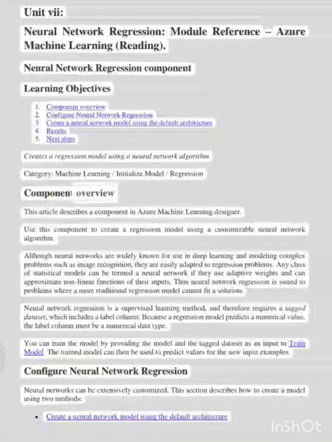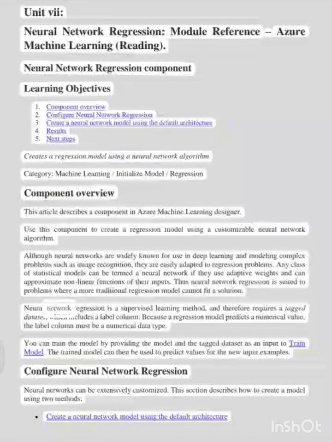Component Overview. This article describes a component in Azure Machine Learning Designer. Use this component to create a regression model using a customizable neural network algorithm. Although neural networks are widely known for use in deep learning and modeling complex problems such as image recognition, they are easily adapted to regression problems. Any class of statistical models can be termed a neural network if they use adaptive weights and can approximate nonlinear functions of their inputs. Thus, neural network regression is suited to problems where a more traditional regression model cannot fit a solution.